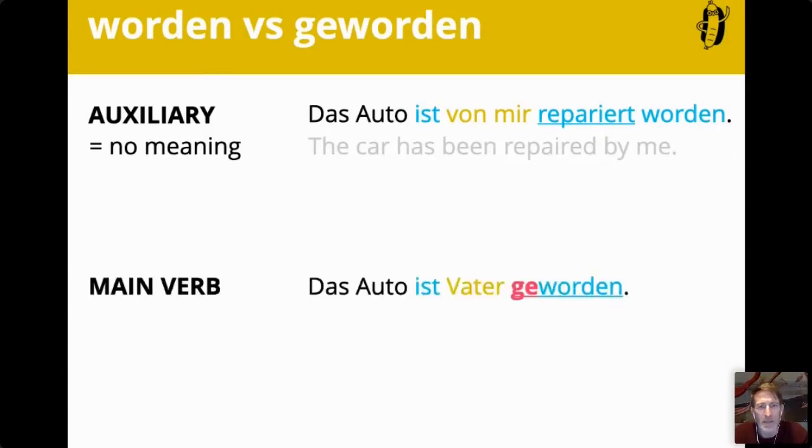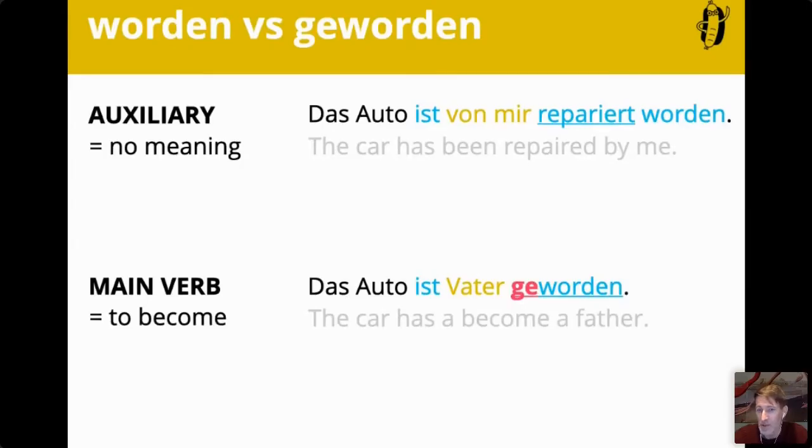Main verb. "Das Auto ist Vater geworden." Well, it's pretty rare, but if you know the movies in English, they are like Herbie's Great Race or something like this. And in German, we have Dudu. Dudu is some African word for bug. And then you can see that cars can also become fathers. So it's the main verb here, "werden", "geworden" in its past form, has a meaning. It can actually be translated into English as to become.